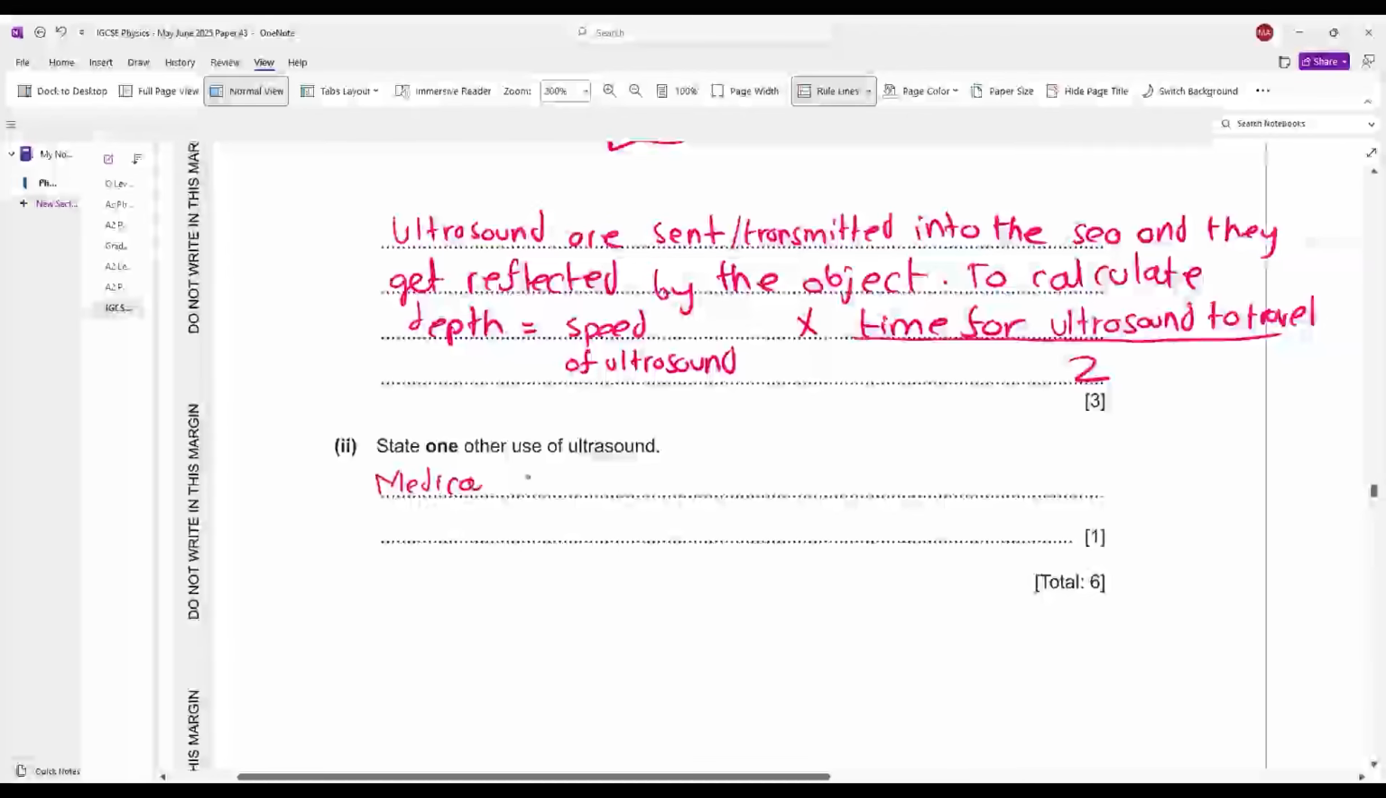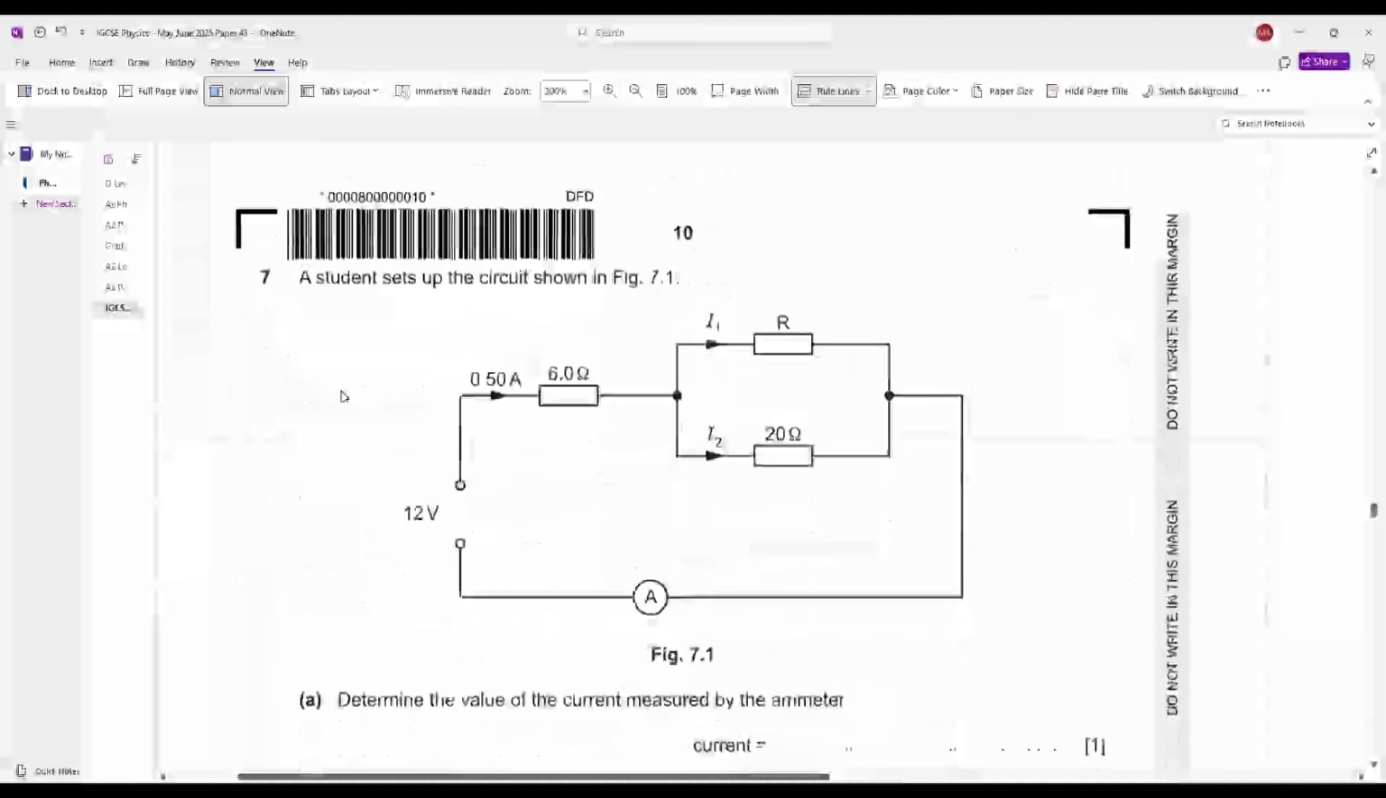State one other use of ultrasound: medical image scanning. Ultrasounds are used in medical image scanning. Simple. Let's further move ahead.